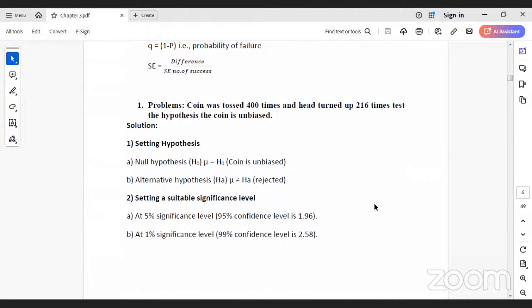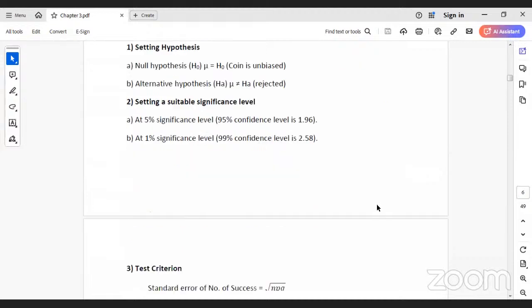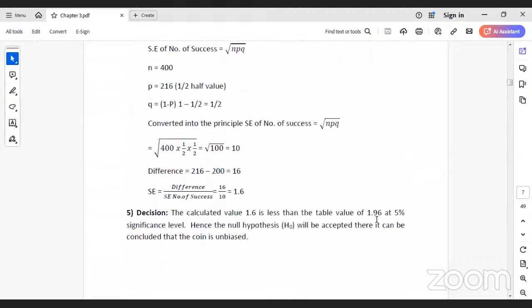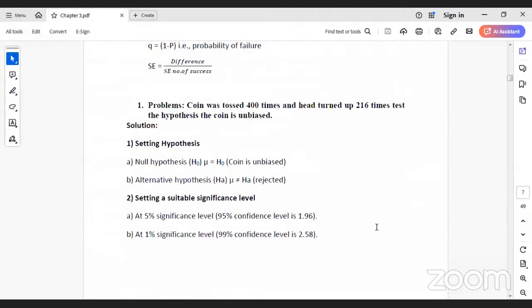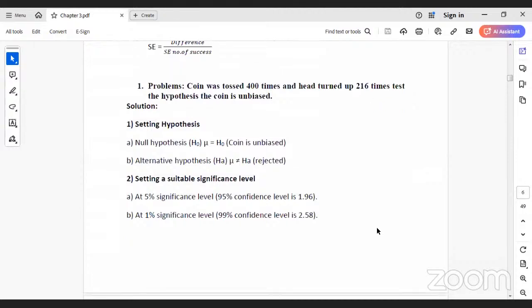Okay. So the steps are there for testing hypothesis: setting hypothesis, setting suitable significance level, test criterion, doing calculation, then decision. These are the steps. So first one, setting hypothesis, that is A, null hypothesis, B, alternative hypothesis. A, that is null hypothesis, H naught: the coin is unbiased. You have to write it like this, the coin is unbiased.